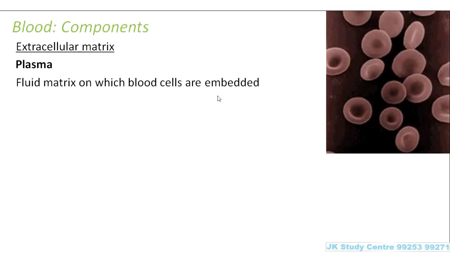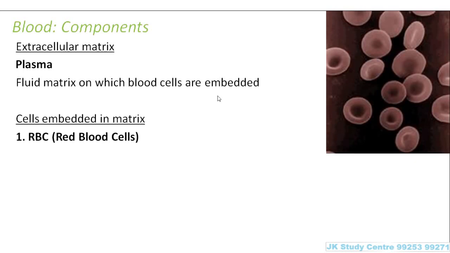So blood is nothing but a tissue. Any tissue is made up of cells, so blood is also made up of blood cells. The blood actually consists of a fluid-like structure in which the blood cells are embedded. This fluid-like structure is called blood plasma, and in this blood plasma the blood cells are embedded. So what are the cells embedded in this matrix? That means what are the blood cells which we are talking about?